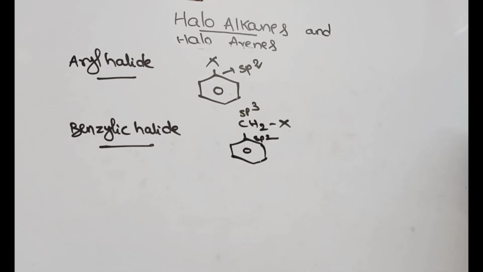So halogen with sp3 carbon is alkyl halide. Halogen with sp2 carbon is known as vinyl halide. Halogen with sp3 carbon and sp3 carbon with sp2 carbon is known as allyl halide. Halogen with benzene carbon is known as aryl halide. Halogen with sp3 hybridized carbon which is with the benzene group is known as benzylic halide. This is the classification of alkyl halides on the basis of the nature of bonding and hybridization.